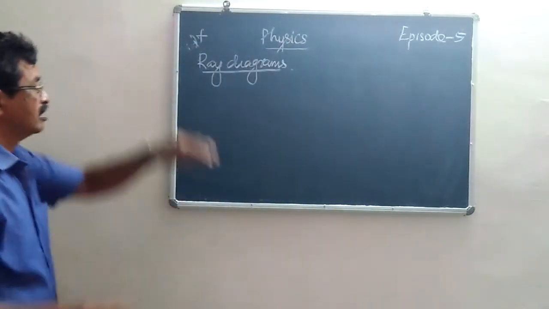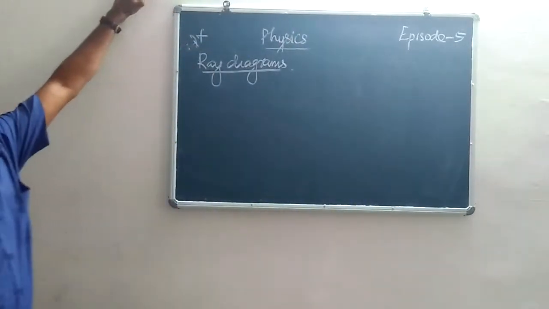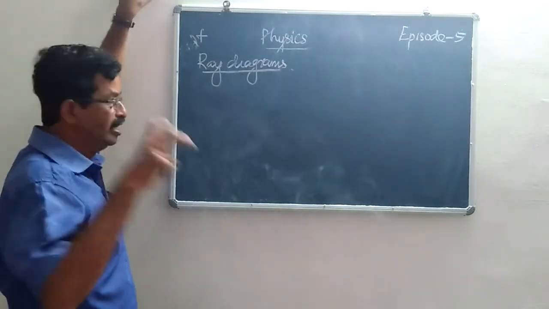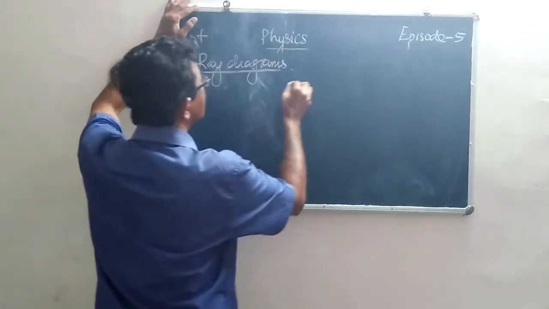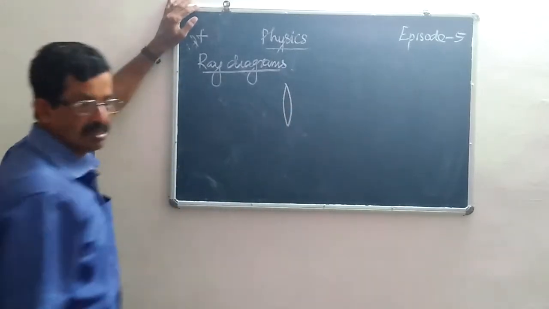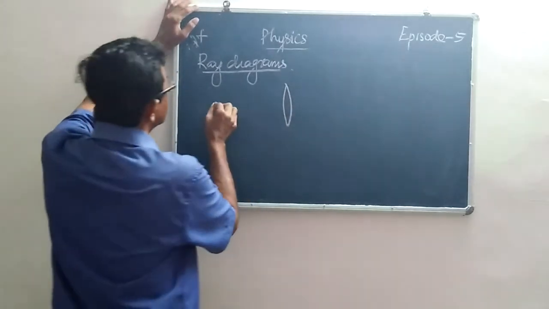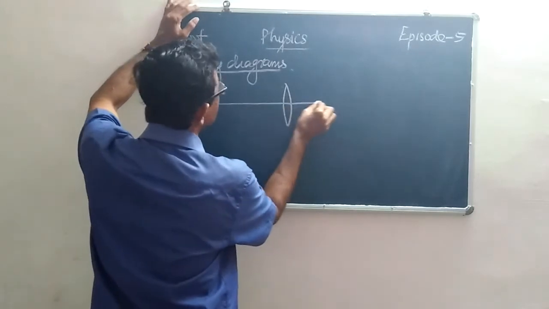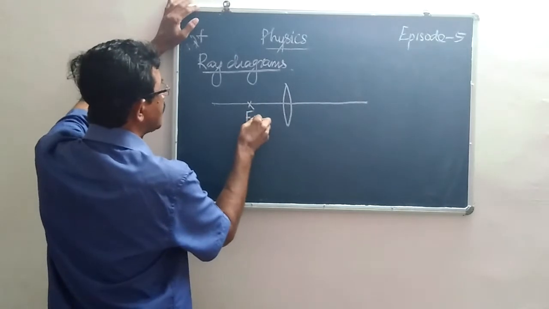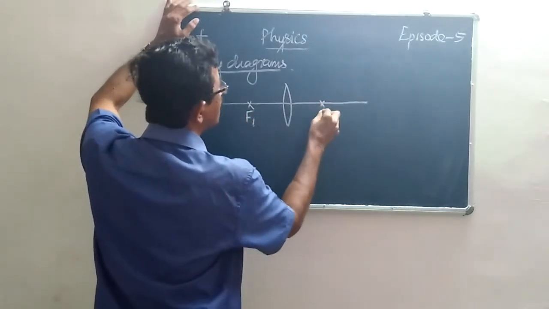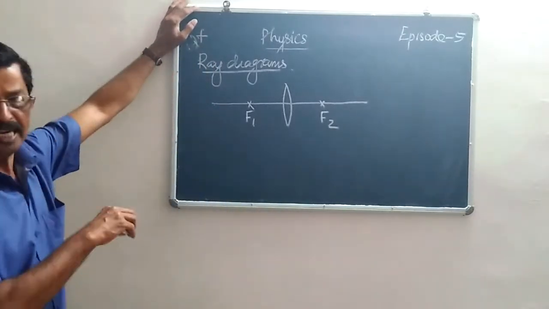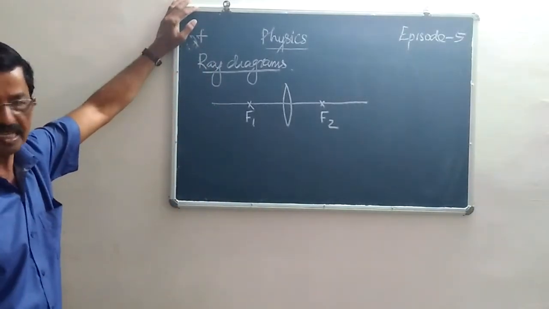See, to draw a ray diagram, we need any two of the following rays. First, see, this is a convex lens. This is the principal axis. This is the focus F1 on this side, and this is the focus F2 on the other side.